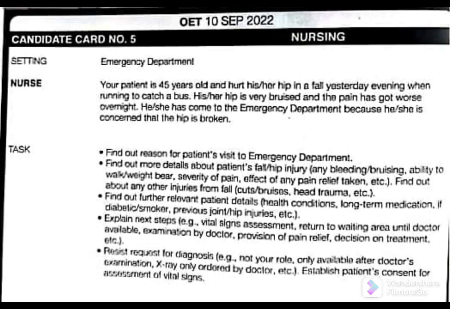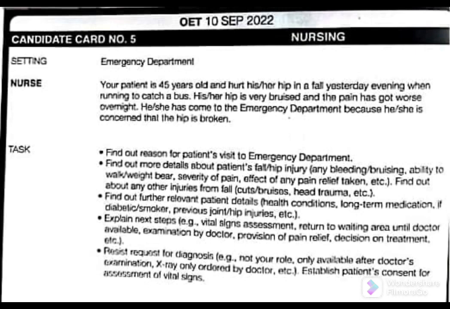Then the next task is to resist the request for diagnosis, because it's not your role and it is only available after the doctor's examination. X-ray is only ordered by the doctor. Then we can tell that, Mr. George, I can truly understand your concerns, but I am sorry to tell you that I am not the right person to tell you the diagnosis, and it's only available after the doctor's examination, and only the doctor has the authority to order an X-ray. After the X-ray only we can confirm whether you have a fracture or any other problems.